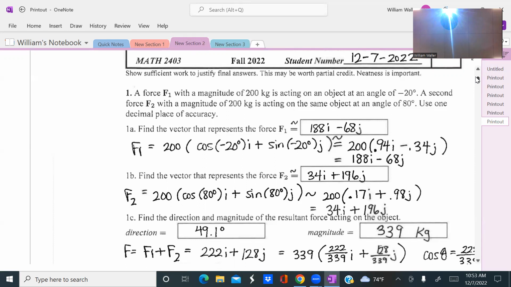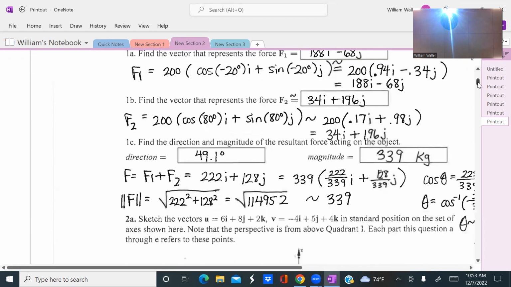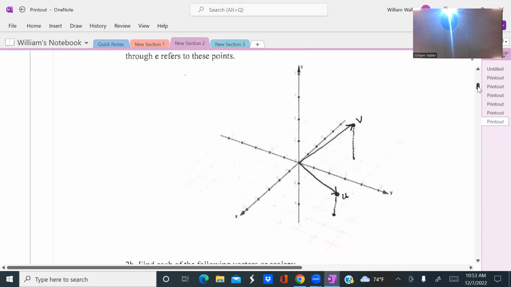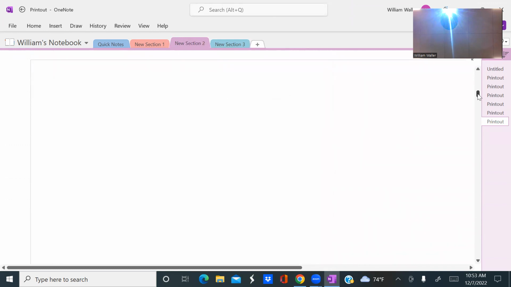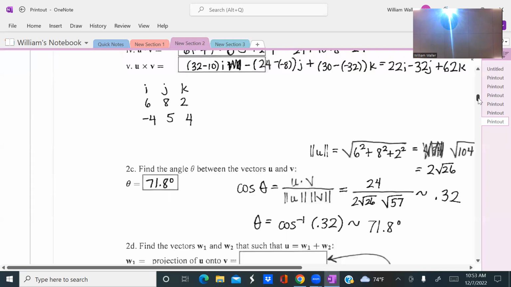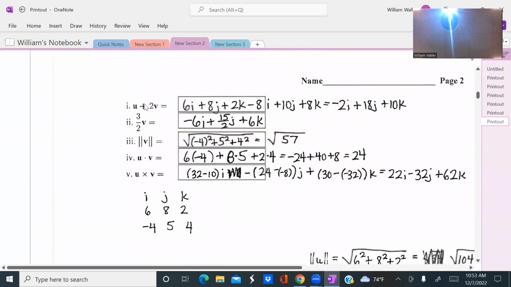So be sure to review these types of problems. In the very first problem, when you have independent forces acting on an object and you're trying to find the total force acting on the object, remember those problems. And then plotting vectors and doing operations with vectors. Remember all these things you can do with vectors: adding, finding the magnitude, dot product, cross product. All of those vector operations.